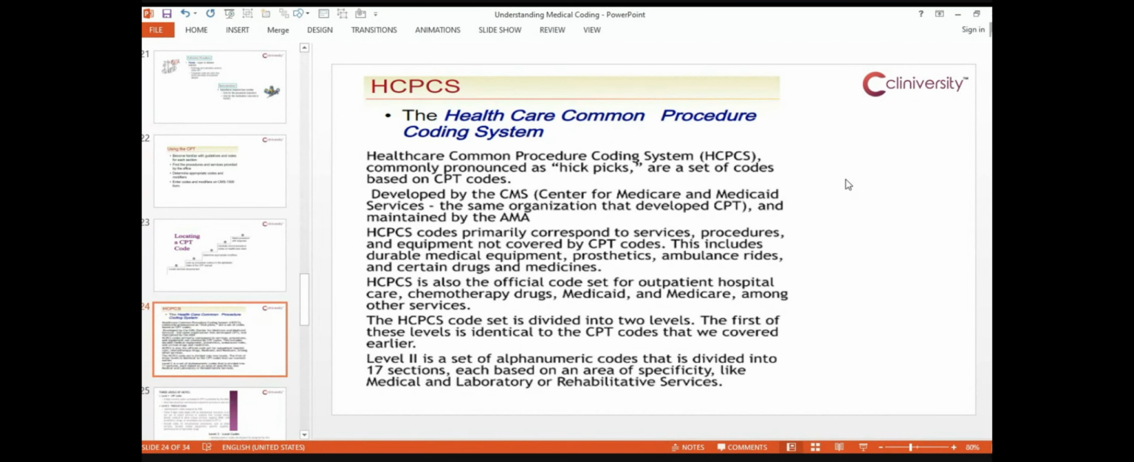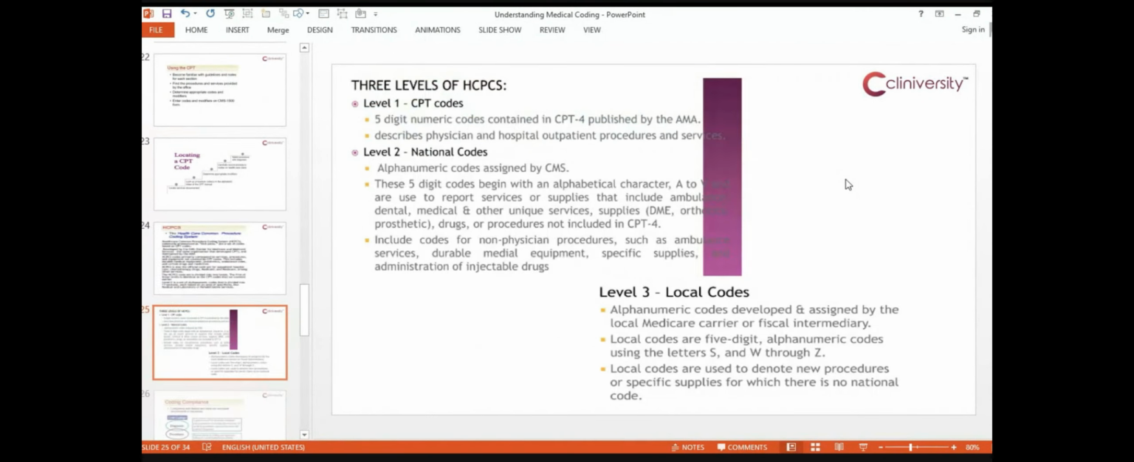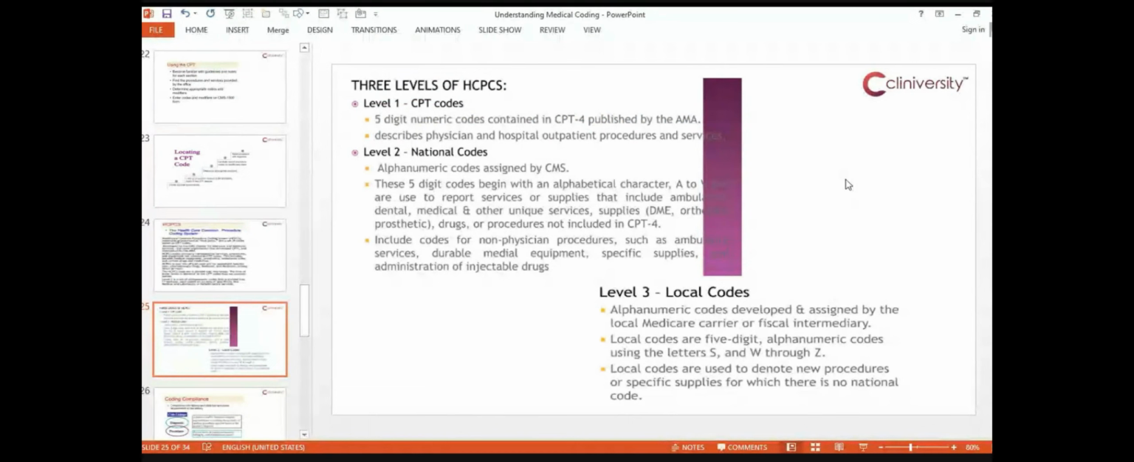The HCPCS code set is divided into two levels. The first of these levels is identical to the CPT code that we covered earlier, and level 2 is a set of alphanumeric codes. Level 2 is a set of alphanumeric codes like ICD, if you remember, the ICD-10 that is divided into 17 sections. Each is based on an area of specificity like medical and lab or any rehabilitative services provided to the patient. So we will look into detail about the HCPCS codes under different levels.